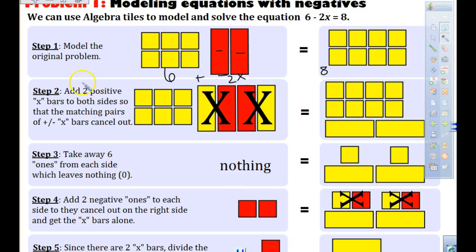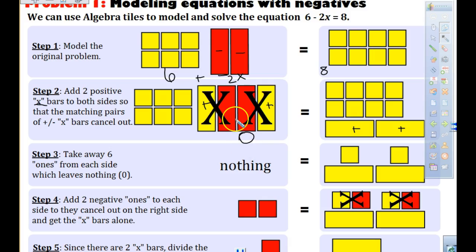Okay? It next says, next to your 2 negative x, we're going to add 2 positive x bars. So put a positive x on this side and another positive x. And you must do the same thing to the other side. So put 2 positives over on this side with the 8. If we look at this problem, if I have a positive and negative x and a positive and negative x, that's 0.